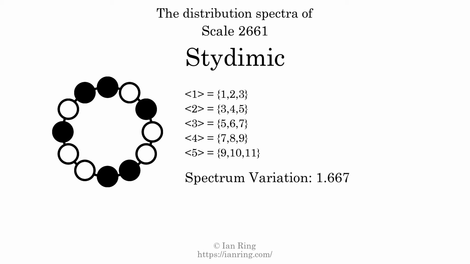The spectrum variation is the sum of all the widths, divided by the number of tones. The spectrum variation of this scale is 1.667. Since the variation is greater than 0, this indicates that the scale is not perfectly even.